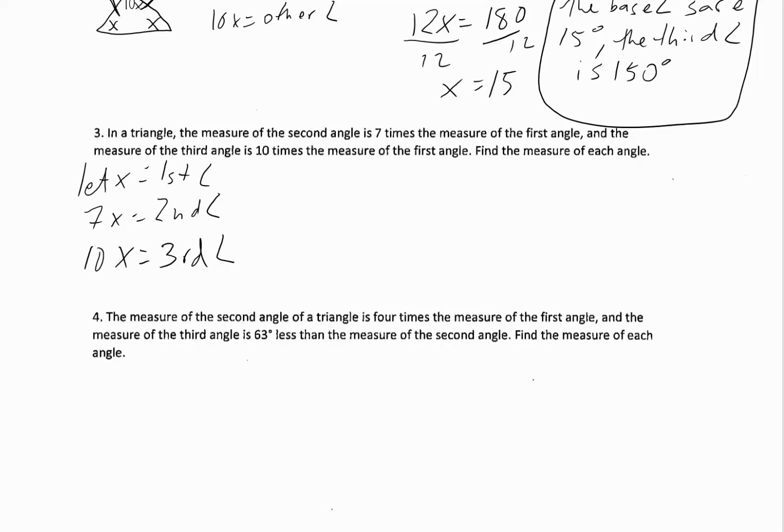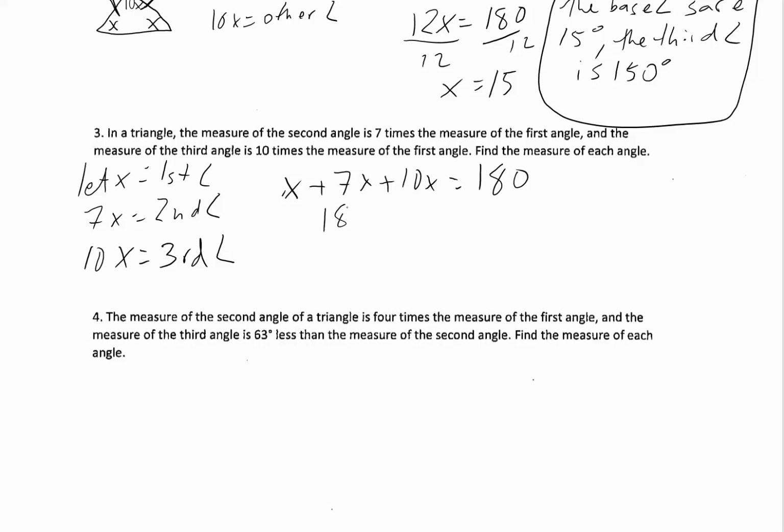So the one we know the least about is the first angle, so that's x. Then it tells us the measure of the second angle is 7 times the measure of the first. So 7x equals the second angle. And then the third angle was 10 times the measure of the first. So 10x equals the third angle. And again, all triangles add up to 180. So we say x plus 7x plus 10x equals 180.